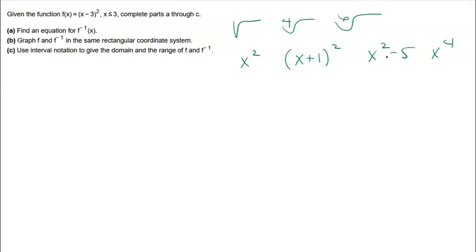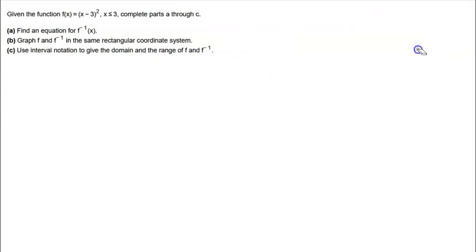Okay, so we're working with f of x equals (x minus 3) squared. Now, you know the steps for calculating an inverse. At least I hope you know the steps for calculating an inverse. If not, we're going to do it together. So the first one is to rename this in equation form. In other words, call it y is equal to (x minus 3) squared, where x is less than or equal to 3. Now, what's up with this x less than or equal to 3 situation?